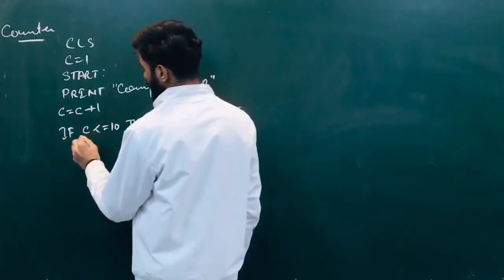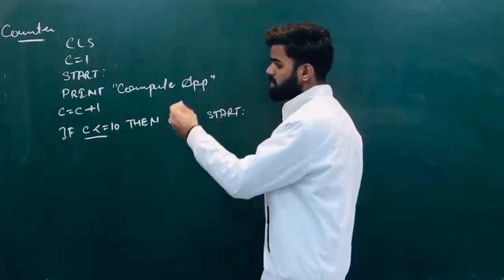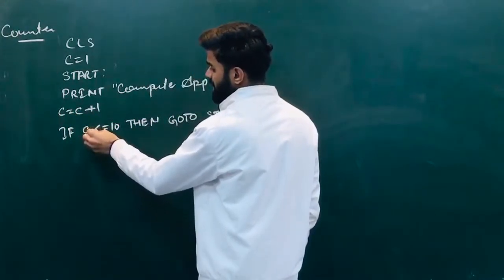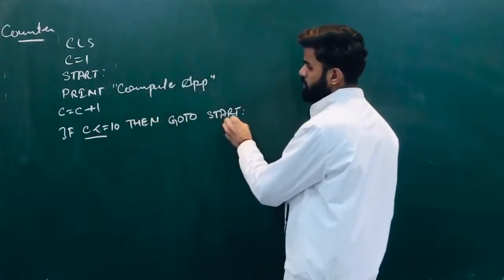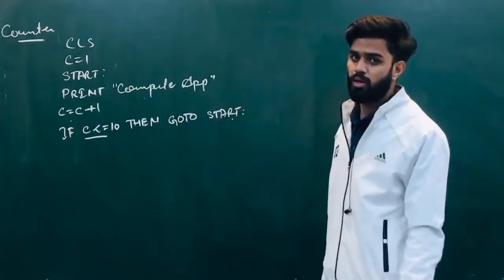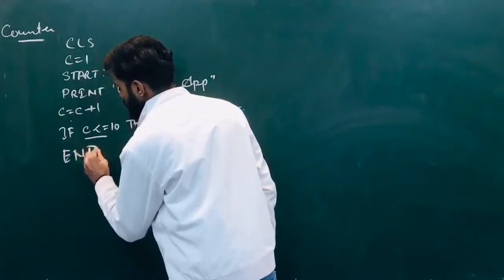And then the task will be performed multiple times. Multiple means from 1 to 10. But when C equals 10, then 10 is less than or equal to 10, it will go to start and then again print this one. And when C equal to 11, then the condition will be false and our program will end.